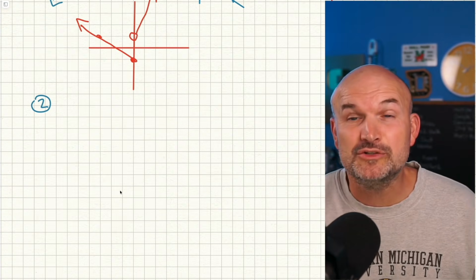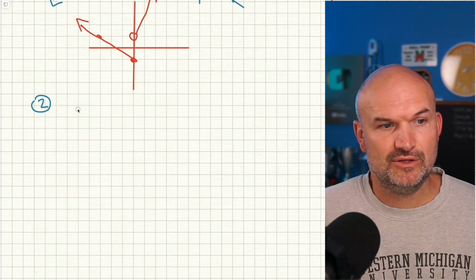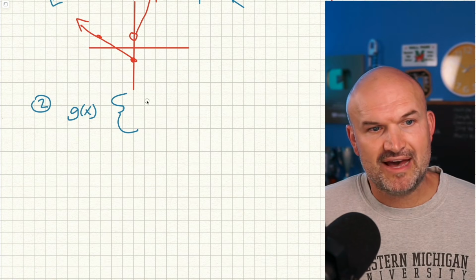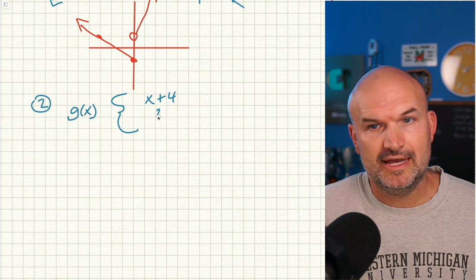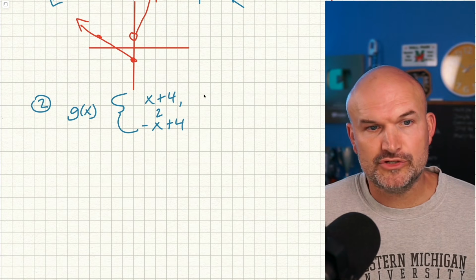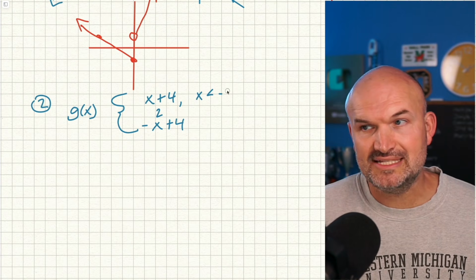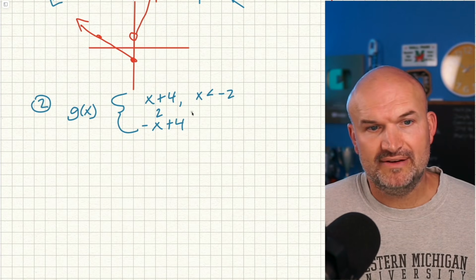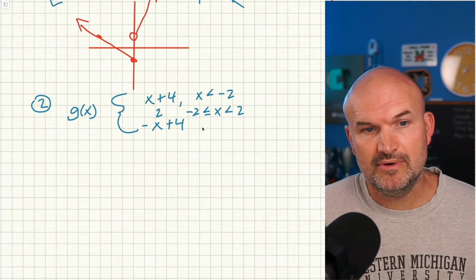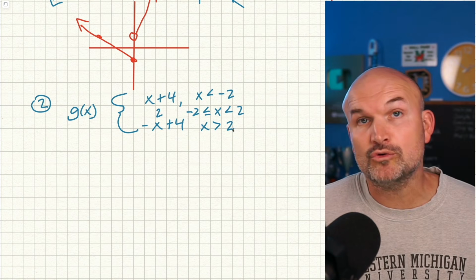But now what I'm going to do is introduce 3 rules. Let's call this function g of x. This one's going to have x plus 4, a positive 2, and then a negative x plus 4. The restriction for the first one is x is less than negative 2. The second one is negative 2 less than or equal to x, which is less than 2. And the third one is x is greater than 2.